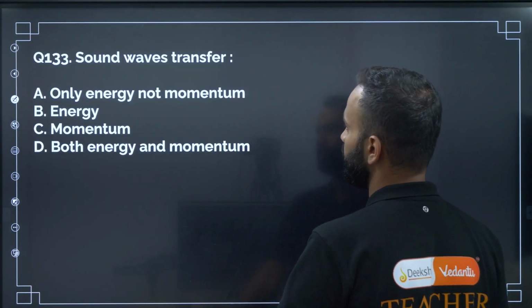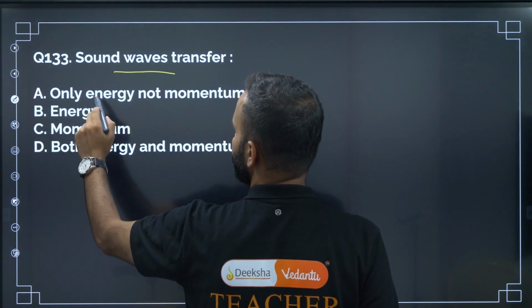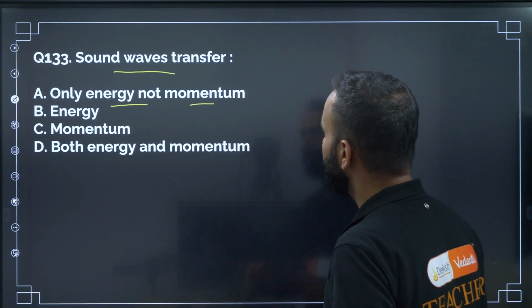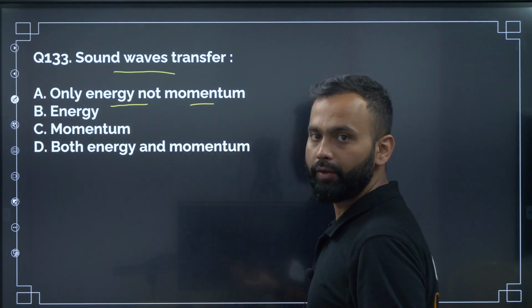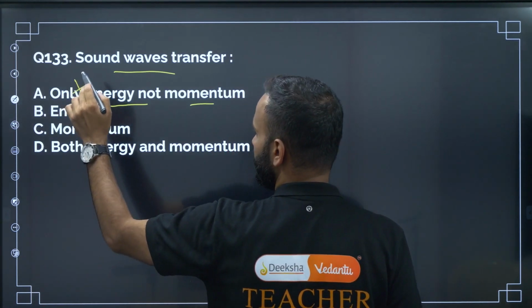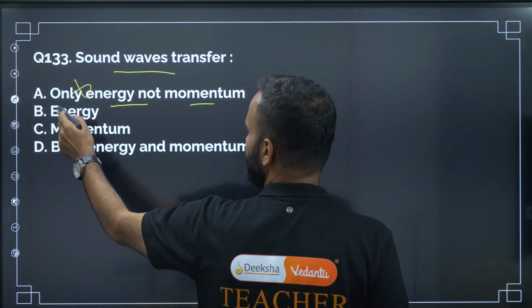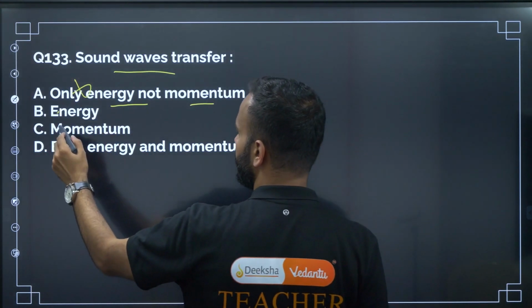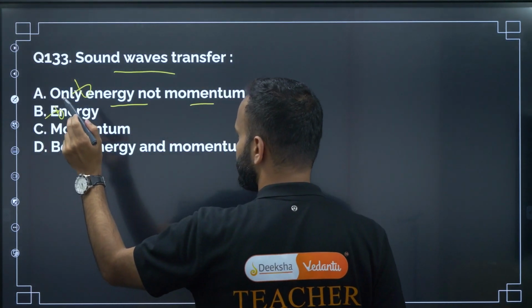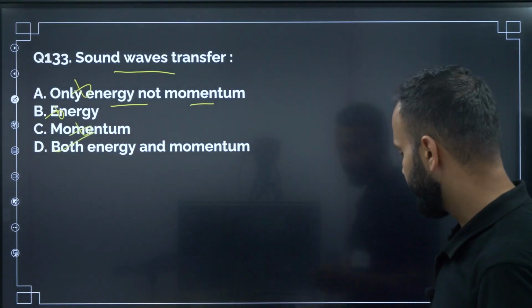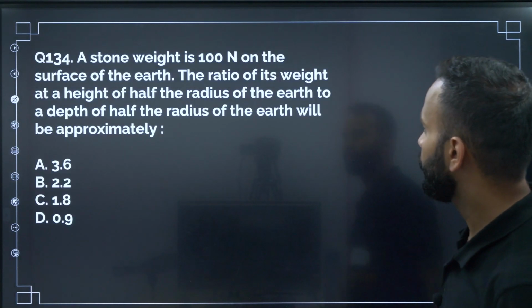Sound waves transfer. Option A says only energy, not momentum. No, it is wrong, right? Sound waves, that is mechanical wave, it transfers both energy and momentum. Okay, so the first option is wrong. It transfers energy. Energy is correct, but it also transfers momentum, right? So option B is wrong. Option C is also wrong. So the correct option is D, both energy and momentum. Okay, yeah. Next question, 134.